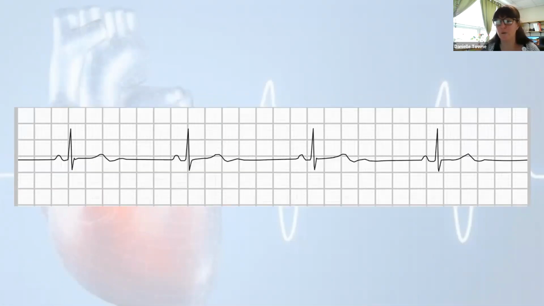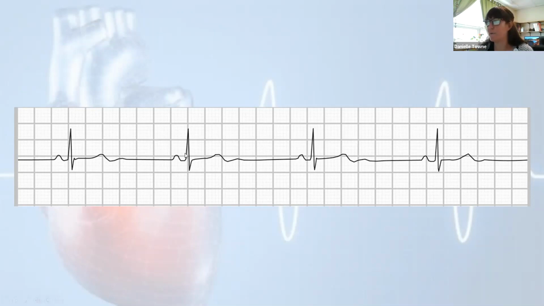How about this one? So if we do our 5 steps, is our rhythm regular, irregular? This appears to me to be regular. Our rate is about 40. You've got 4 QRS complexes in your 6-second strip. So 4 times 10 is 40.